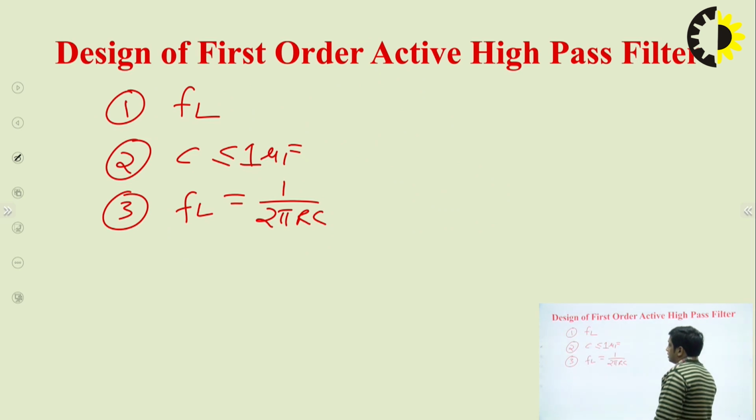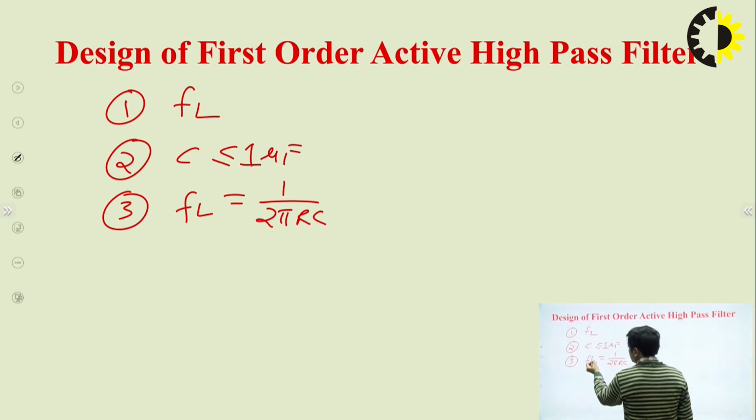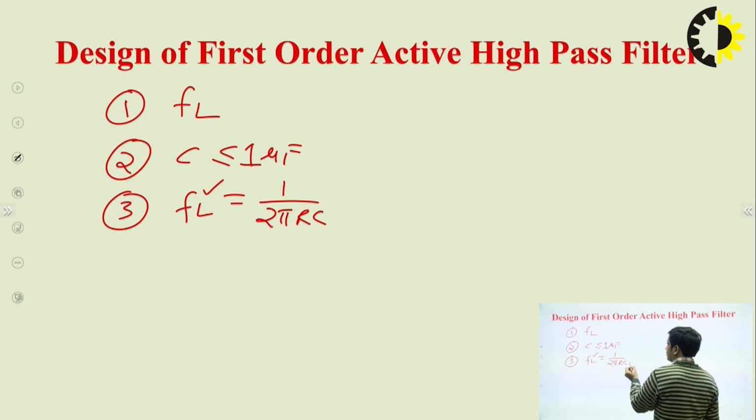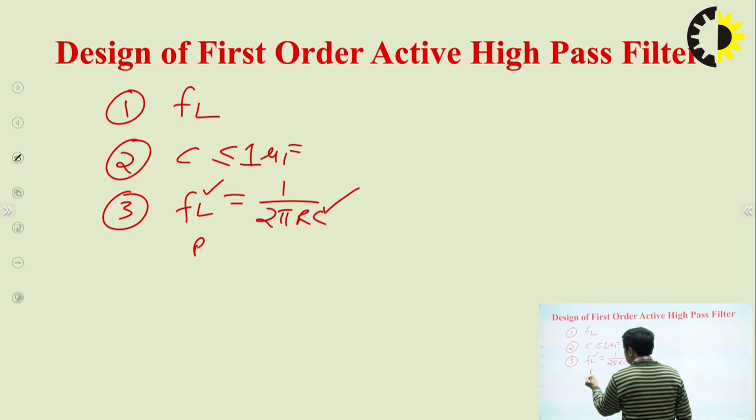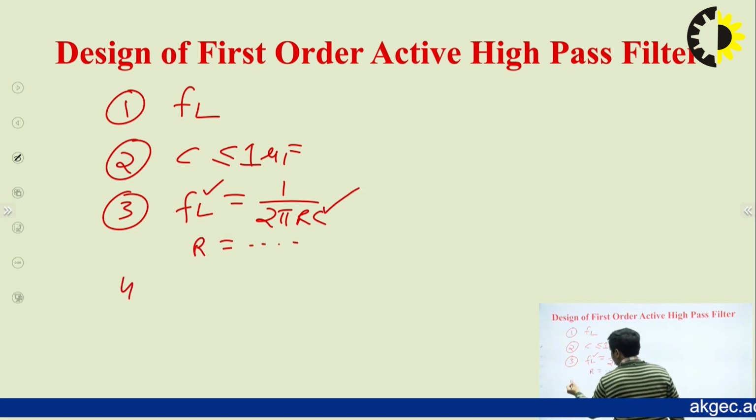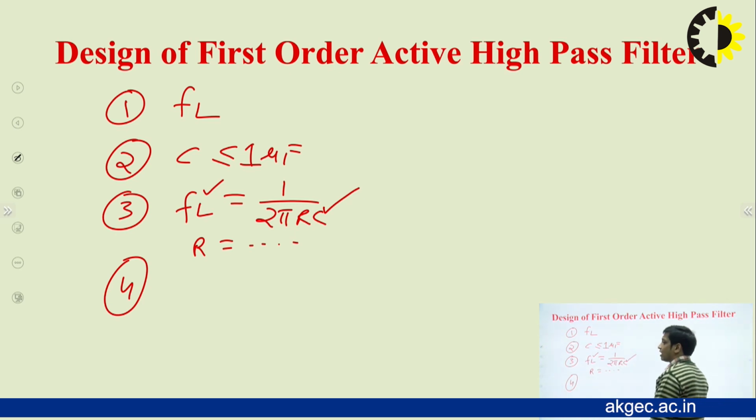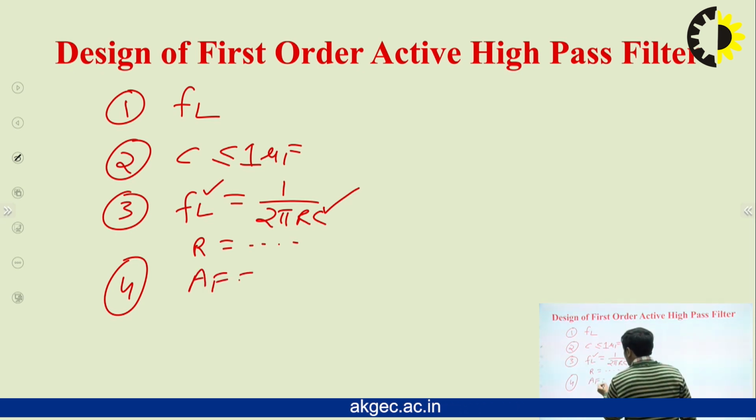Now from here, we know the value of FL from step 1. We know the value of C from step 2. Here you can calculate the value of R. Step 4 is to find out the values of R1 and RF which provide the gain. For that, use the equation of AF, that AF is equal to 1 plus RF upon R1.